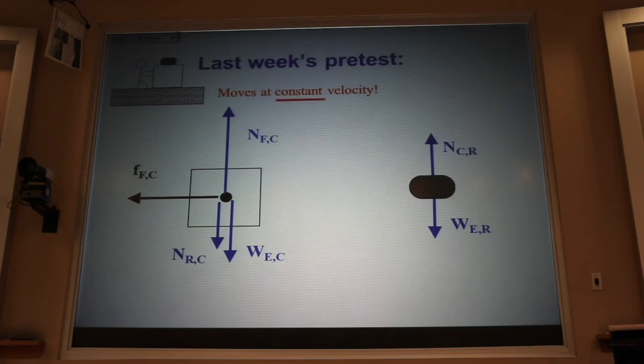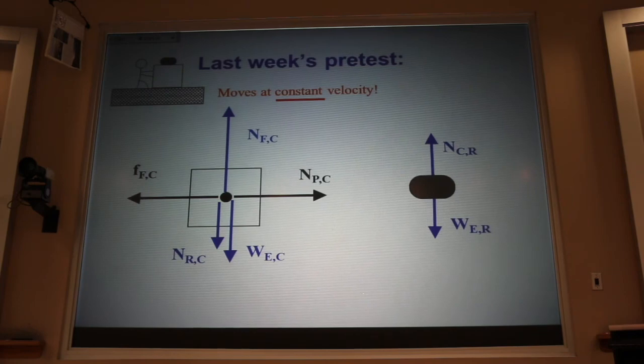Because this crate is moving at a constant velocity, and I only have one remaining force, the push by the person, it's got to be equal to that friction force. And remember, that's how we found the magnitude of the kinetic friction force last week, indirectly through the push by the person.